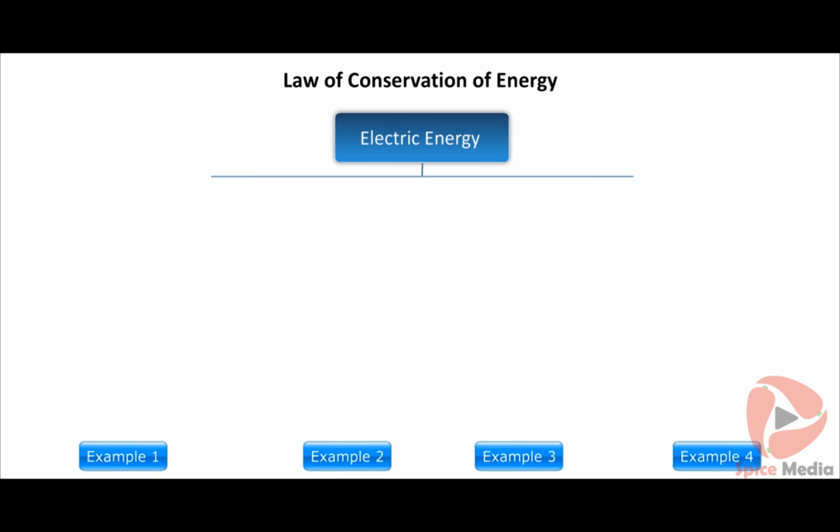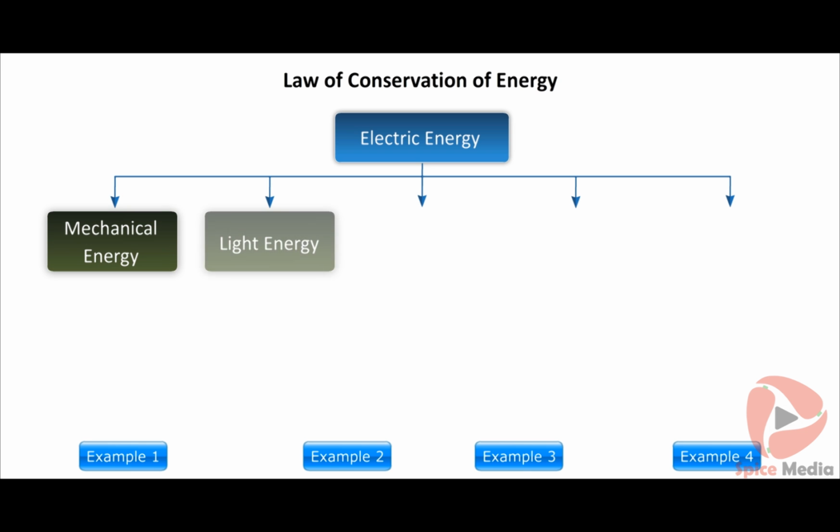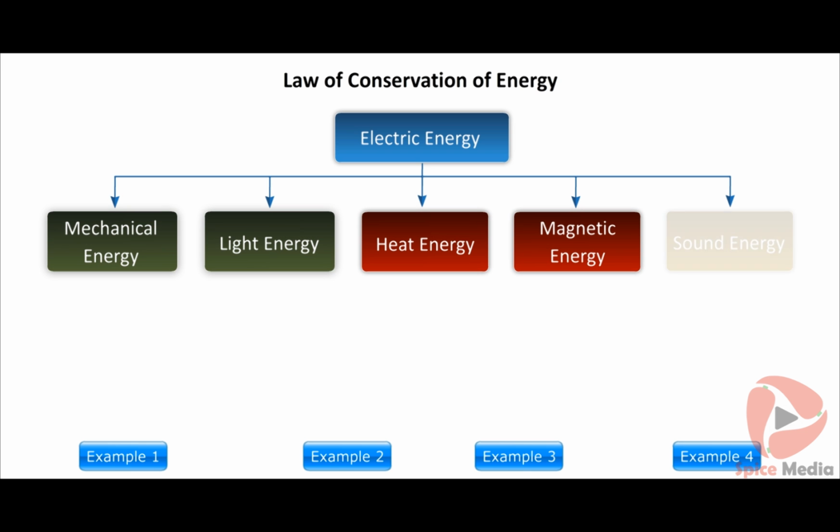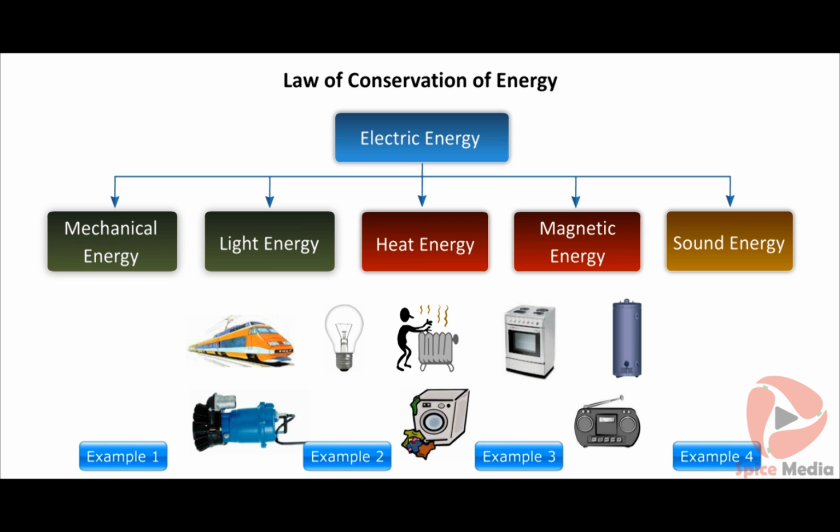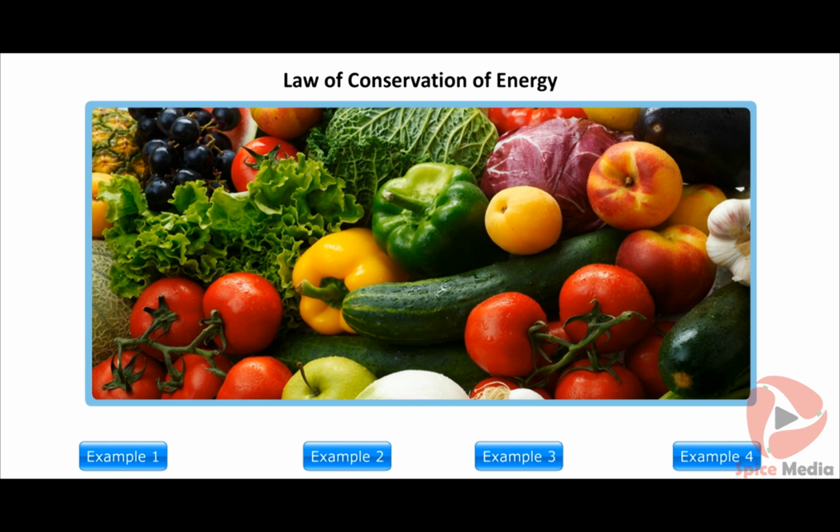Example 3. In the case of electrical appliances, electrical energy gets converted to light energy, mechanical energy, heat energy, and so on. Example 4. The cooking of food is a chemical reaction which can be transformed into energy inside the human body.